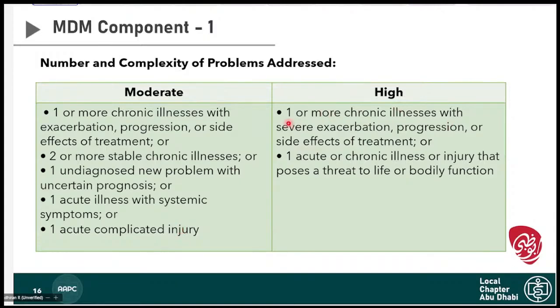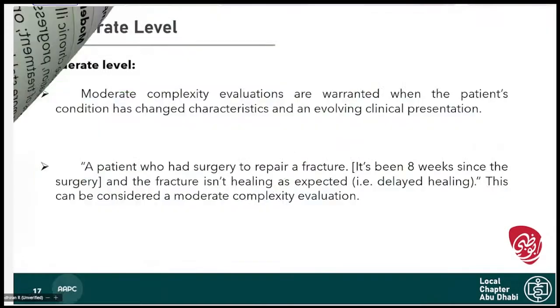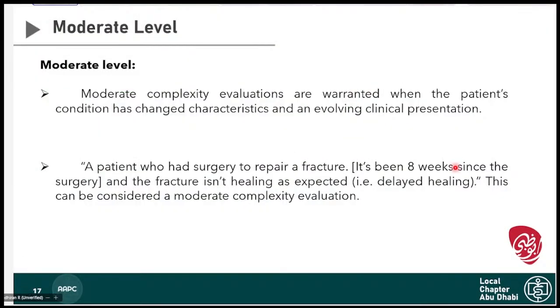For the high level, we require one or more chronic illnesses with severe exacerbation, progression, or side effect of treatment, or one acute or chronic illness or injury that poses a threat to life or body functions. So we'll discuss one by one. First of all, what is the moderate level? Moderate level complexity always requires provider attention. Without provider attention, we can't treat the condition.